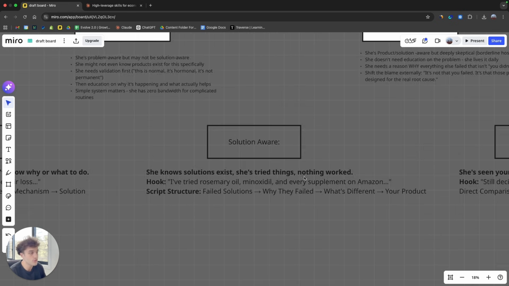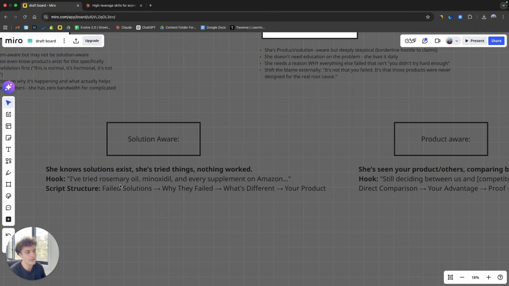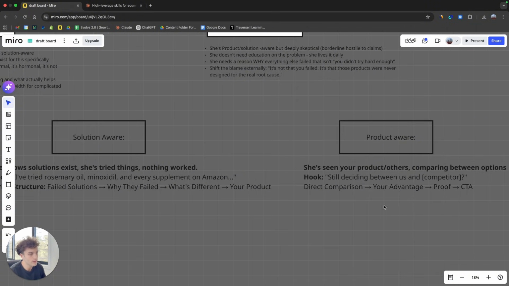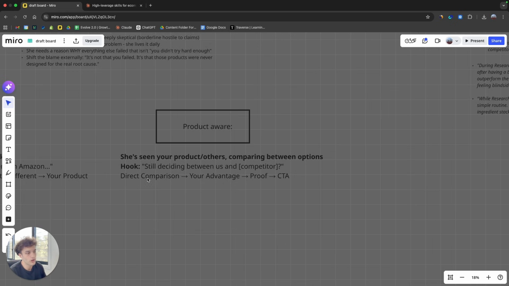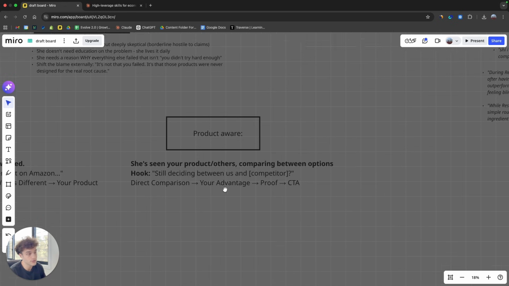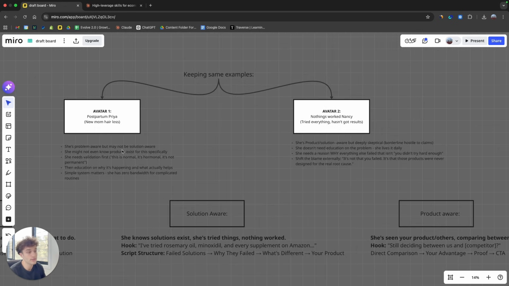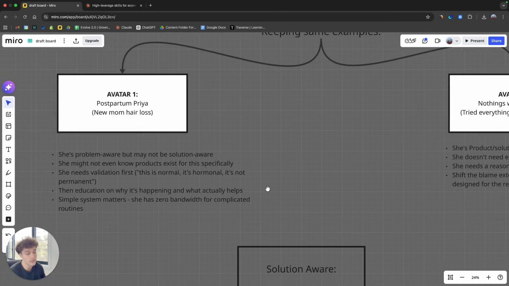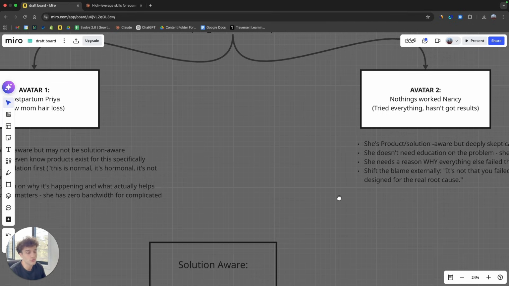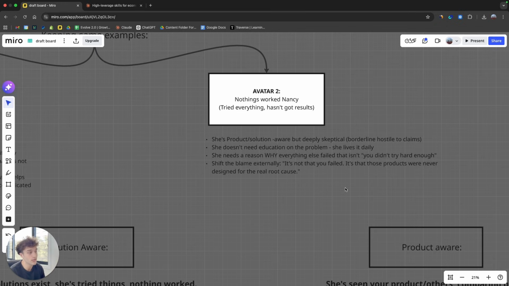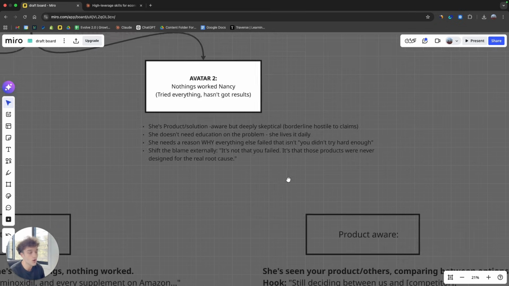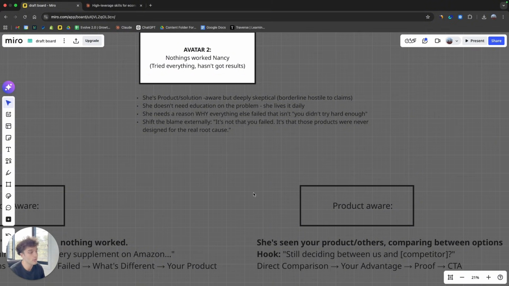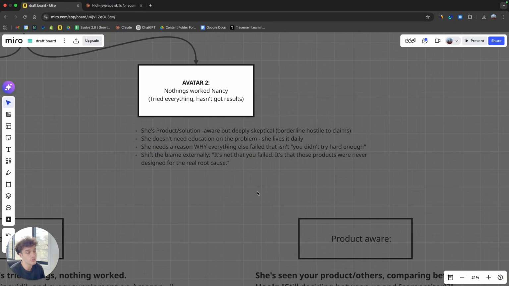And then as compared to solution aware and product aware, we're leading with the solutions, like failed solutions, why they failed, what's different. In product aware, direct comparison, your advantage, your unique mechanism, proof, call to action. So if we don't understand the difference between awareness levels, and I know I sound like a broken record here, our scripts are just going to be completely misdirected. If we get a really good understanding of our avatar and we do the correct research, we now know what stage they're at and what script structure is going to work the best, and that is going to increase our chances of success exponentially.